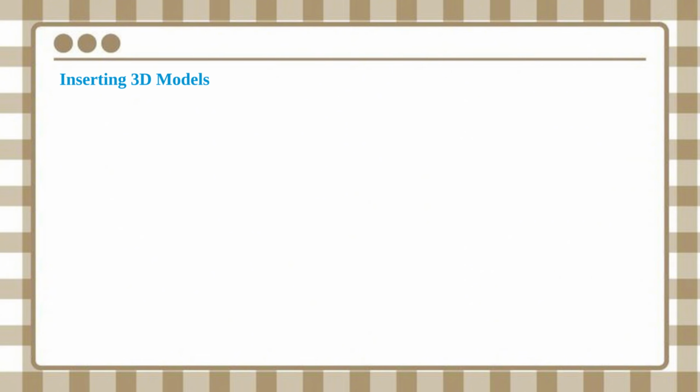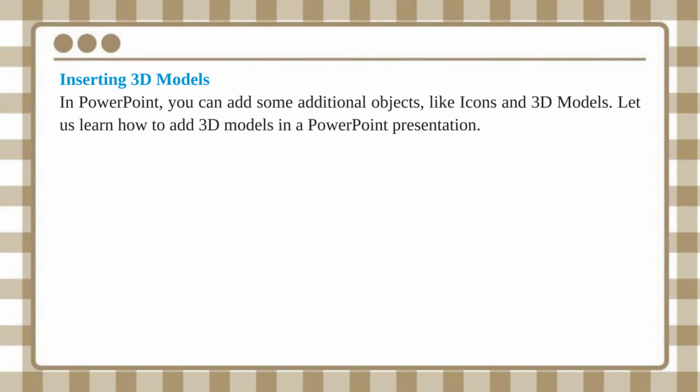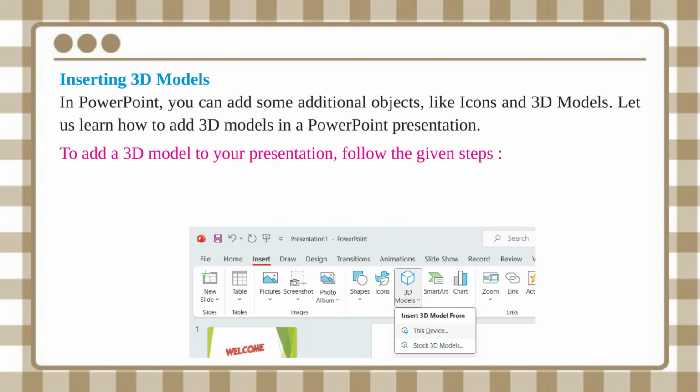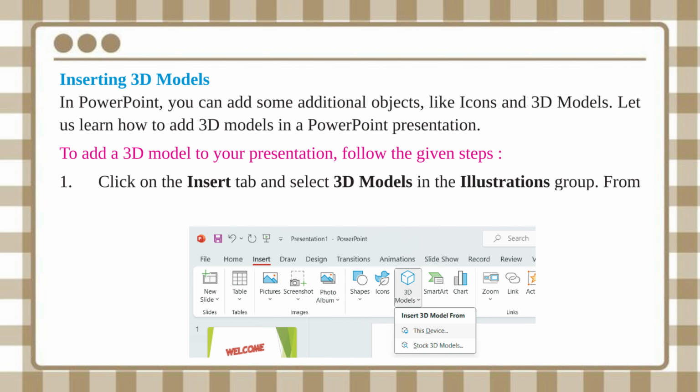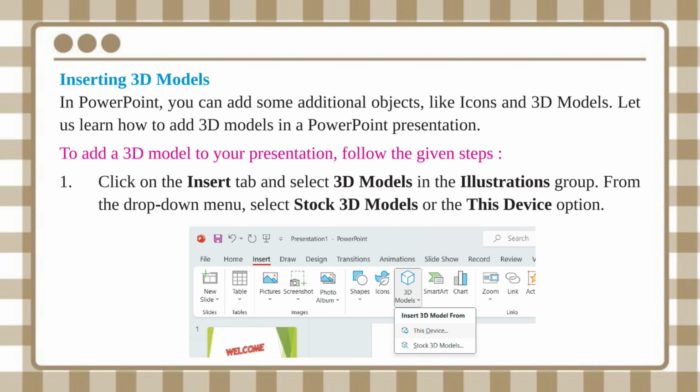Inserting 3D models. In PowerPoint, you can add some additional objects, like icons and 3D models. Let us learn how to add 3D models in a PowerPoint presentation. To add a 3D model to your presentation, follow the given steps. 1. Click on the Insert tab and select 3D Models in the Illustrations group. From the drop-down menu, select Stock 3D Models or the This Device option.